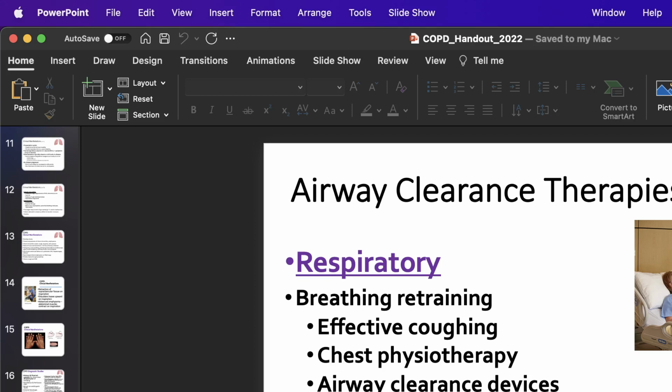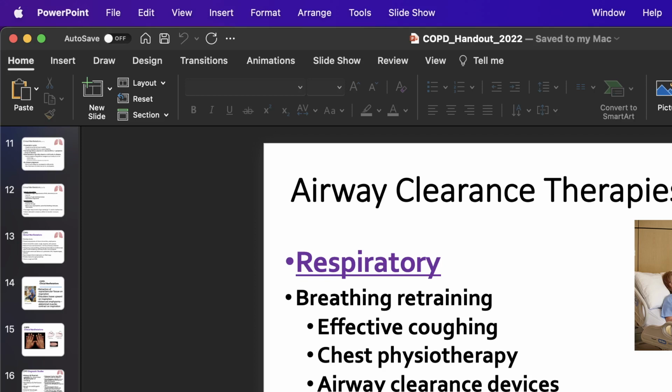Okay, so that's oxygen therapy. Airway clearance, we don't do this as nurses, our respiratory therapist colleagues do this, but the whole goal of airway clearance therapies is just as their name implies. The name of the game is to get the mucus out of the smaller airways into the larger airways so the patient can then get it out.